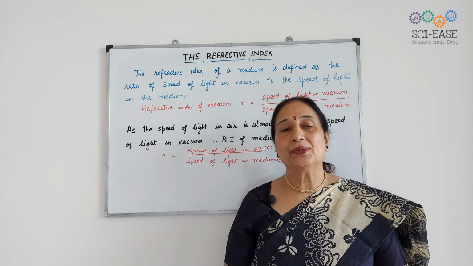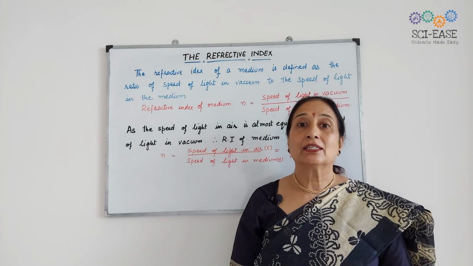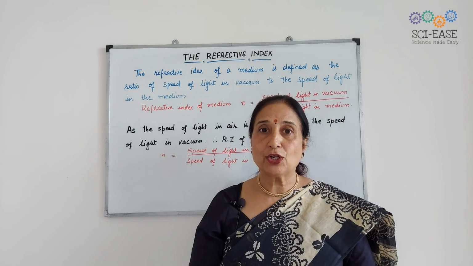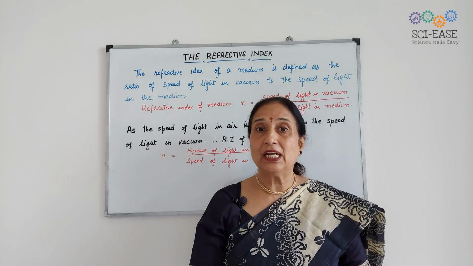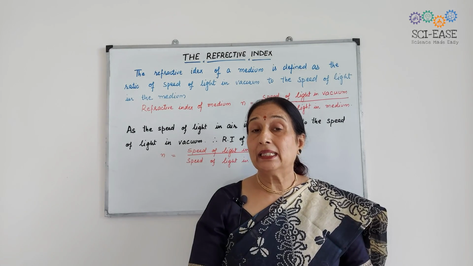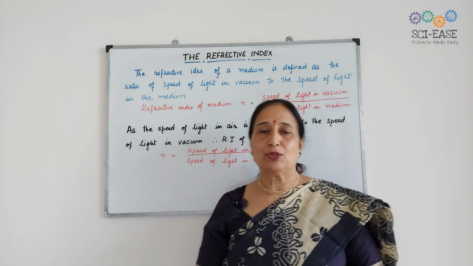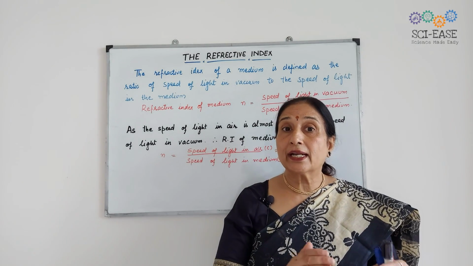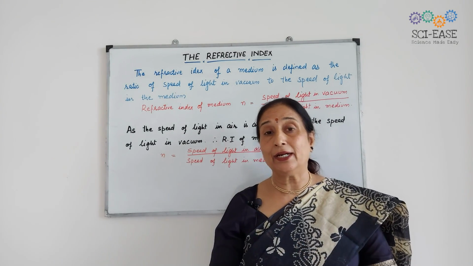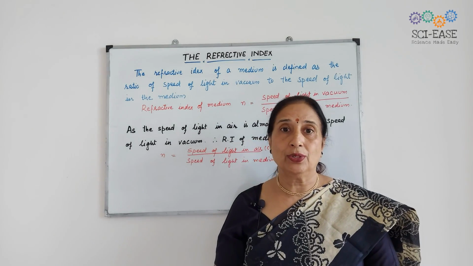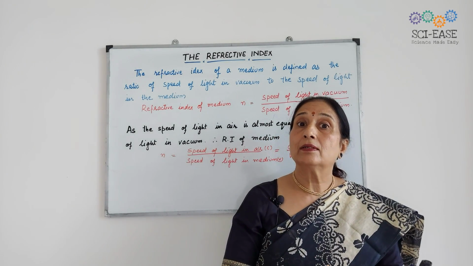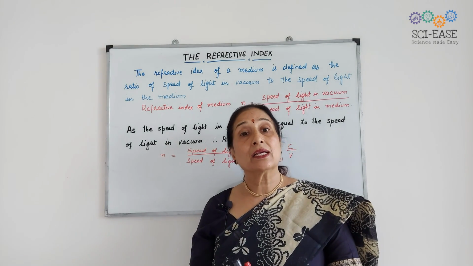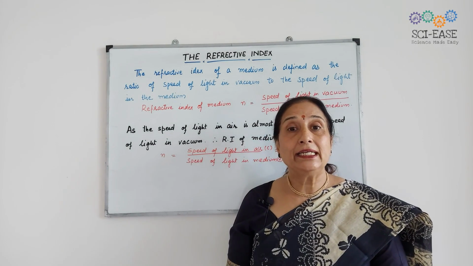In the last video, we discussed the refraction of light. What do you mean by refraction of light? The bending of light when it travels from one medium to another. I have told you about the optically rarer and optically denser medium also. Air is the optically rarer medium, and water and glass are the optically denser medium.